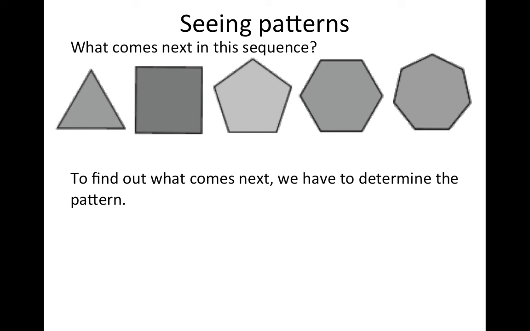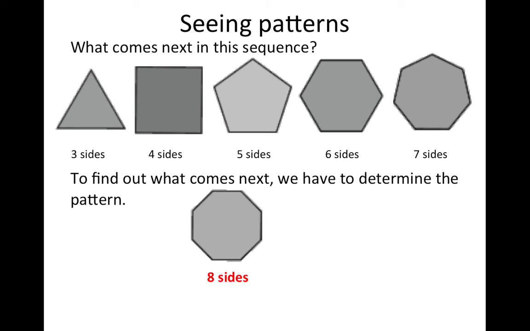So hopefully I'll give you a second to look at this. Hopefully you have seen a pattern. And what that pattern is that this shape has 3 sides. This one has 4, this one has 5, then 6, then 7. So the pattern is that each shape that comes next has one more side than the previous. So 8 sides. So the shape would look like this.